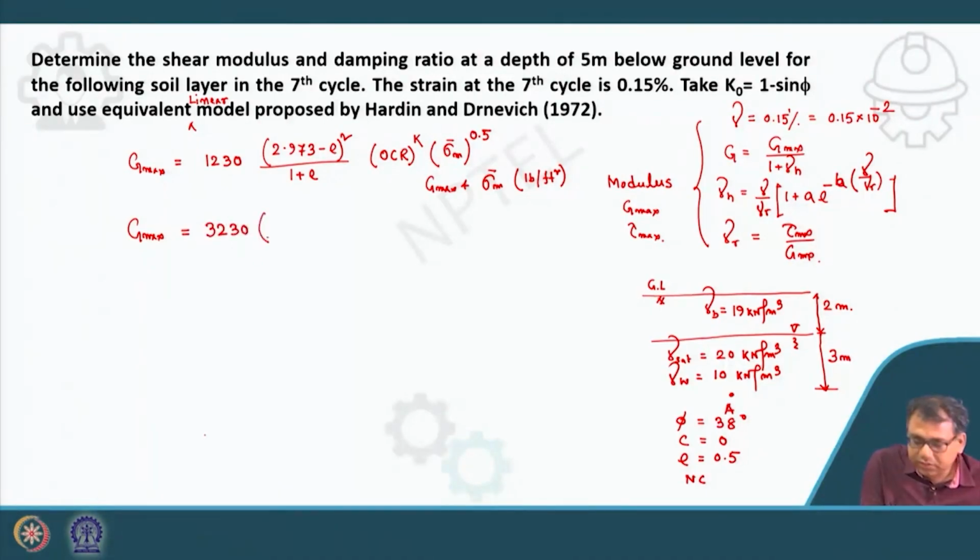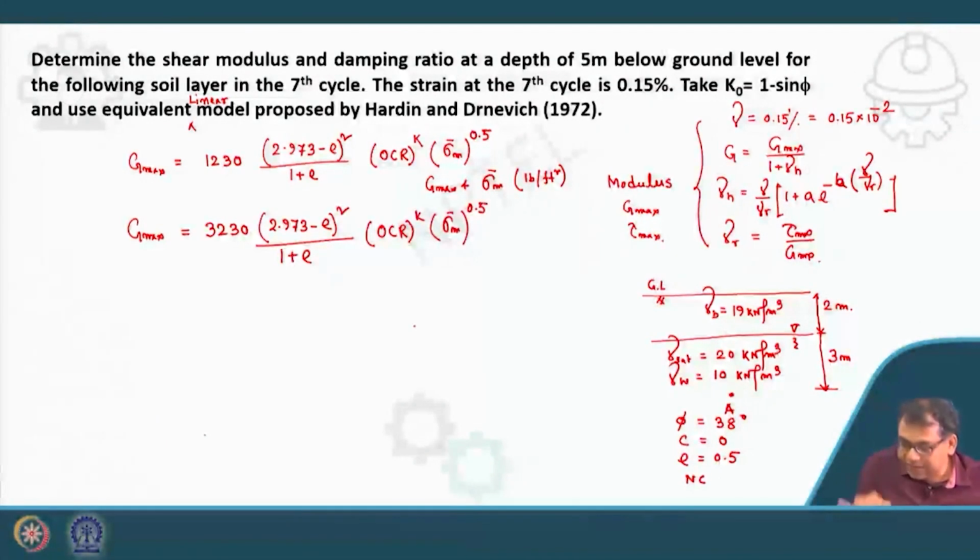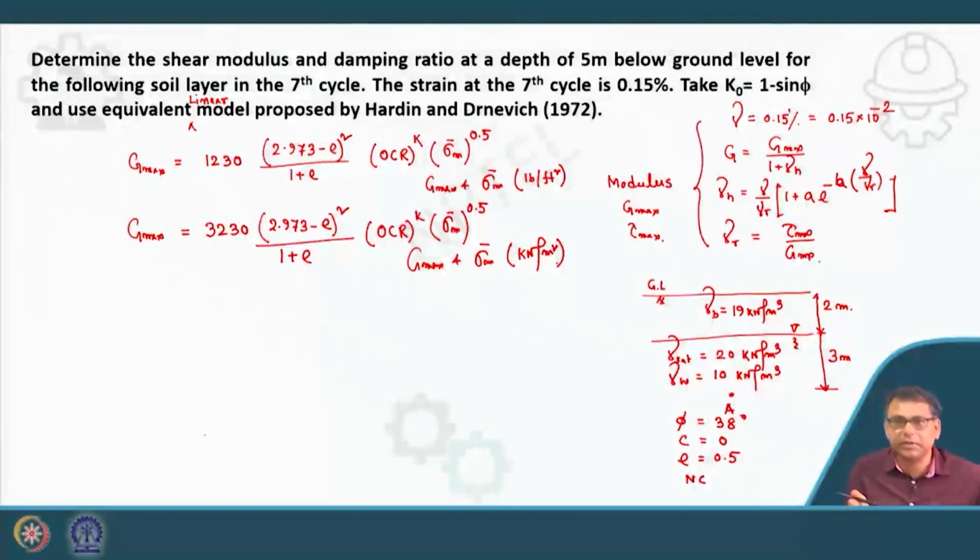This equation will be Gmax equals 3230 into (2.973 minus e) to the power square, divided by 1 plus e, into OCR to the power K, into sigma m bar to the power 0.5. So in this equation your Gmax and sigma m bar are in kilonewton per meter square or kPa. That is the unit I will use, because other parameters are given in kilonewton per meter square. That's why I have converted it to kilonewton per meter square.